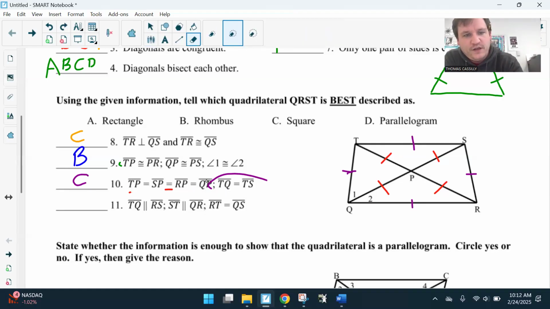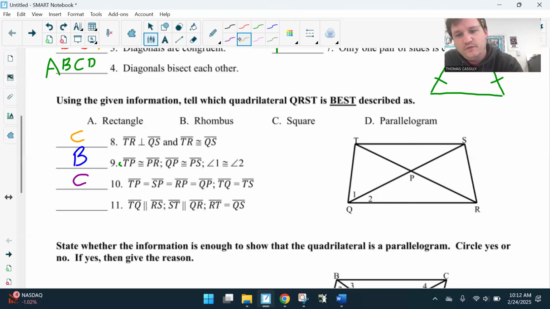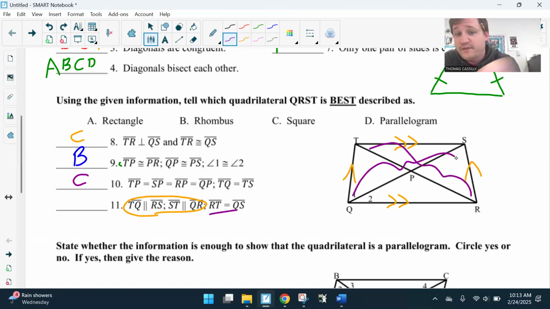And the last one, we got a lot of parallel lines here. Let's see which ones are parallel. We have TQ is parallel to RS, and TS is parallel to QR. And the last one, RT. Where's RT? RT is congruent to QS. The first part tells us definitely a parallelogram, and the next one tells us the diagonals are congruent. That's not a definition, it's a property that belongs to a rectangle. So this last one has to be a rectangle.